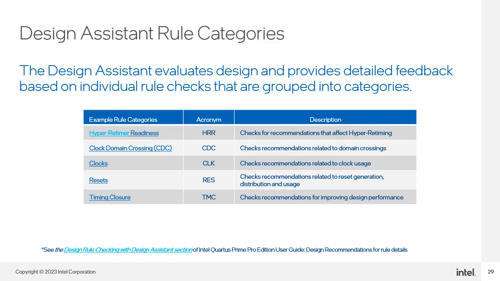The Design Assistant's rules are organized into categories such as clock domain crossing rules, rules to check on clock usage, rules to check reset connections, and so on. This table shown here displays a few of the categories and the kind of checks found in them. Based on the category, each rule is assigned an ID number. Organizing the rules this way makes it easier to find and reference specific rules.